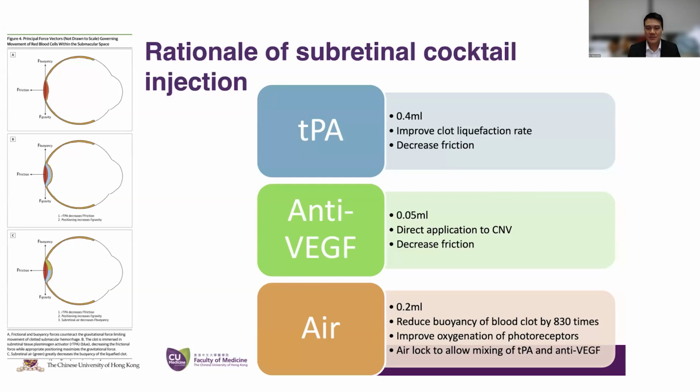And lastly, the subretinal air reduced the buoyancy of the clot by as much as 830 times. It also improved the oxygenation of photoreceptors, and it acts as a lock to allow mixing of the TPA and anti-VEGF.